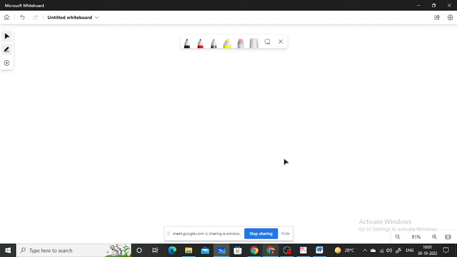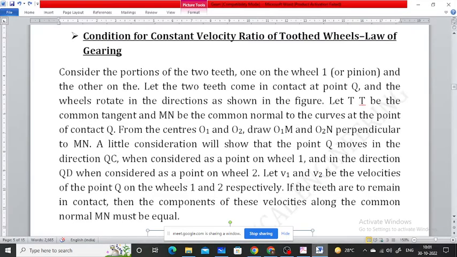लास्ट लेक्चर में हम लोगों ने गियर्स के बारे में डिस्कस किया था। आज टॉपिक में हम स्टार्ट करेंगे लॉ ऑफ गियरिंग और फॉर्म्स ऑफ टीथ। ओके, सो कंडीशन फॉर कांस्टेंट वेलोसिटी रेशियो ऑफ टूथ व्हील्स, लॉ ऑफ गियरिंग क्या होता है?